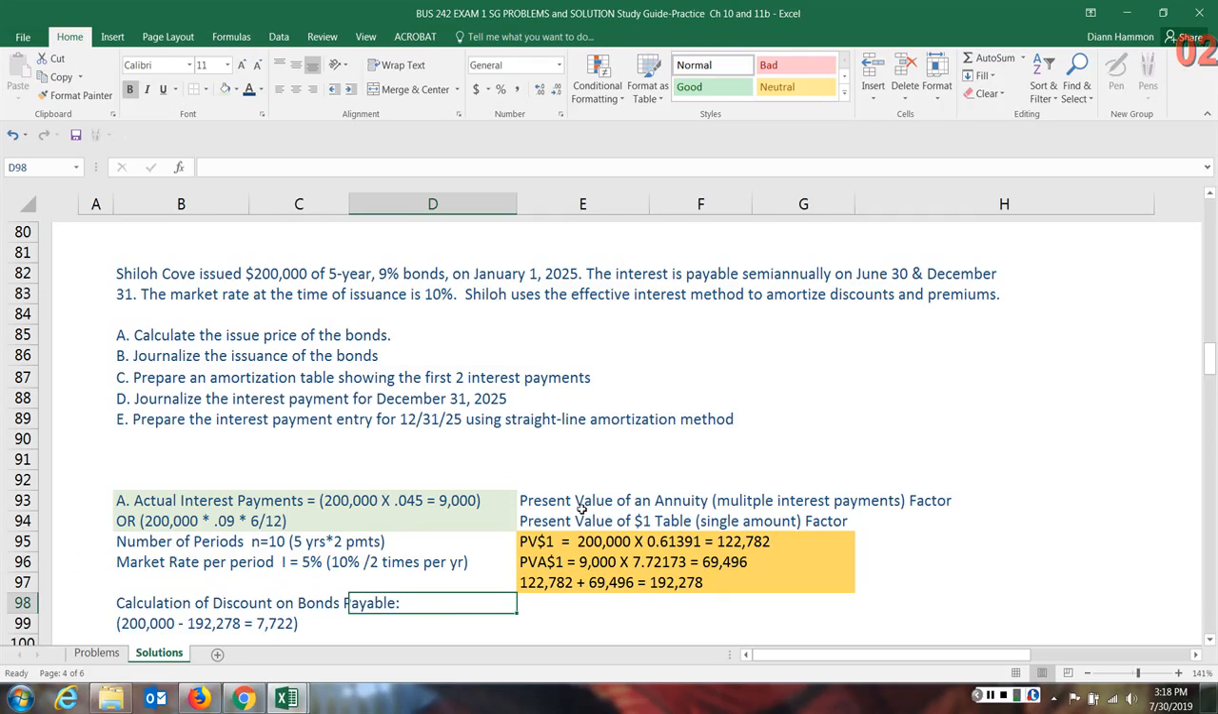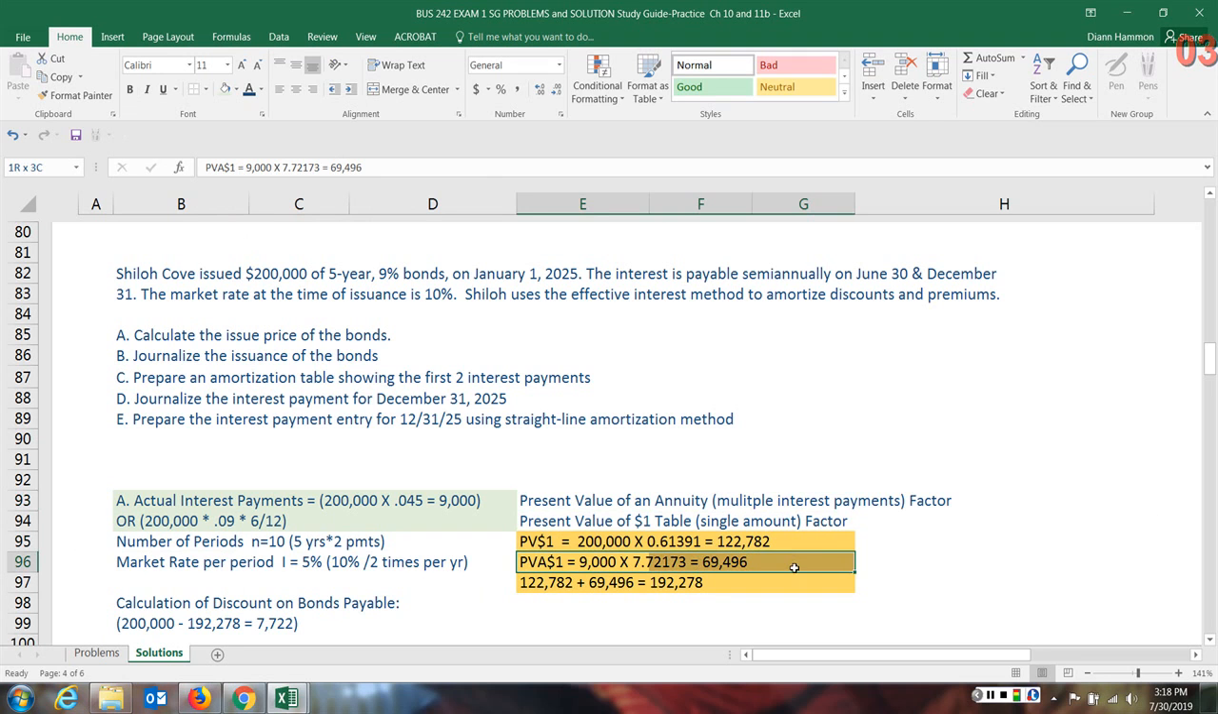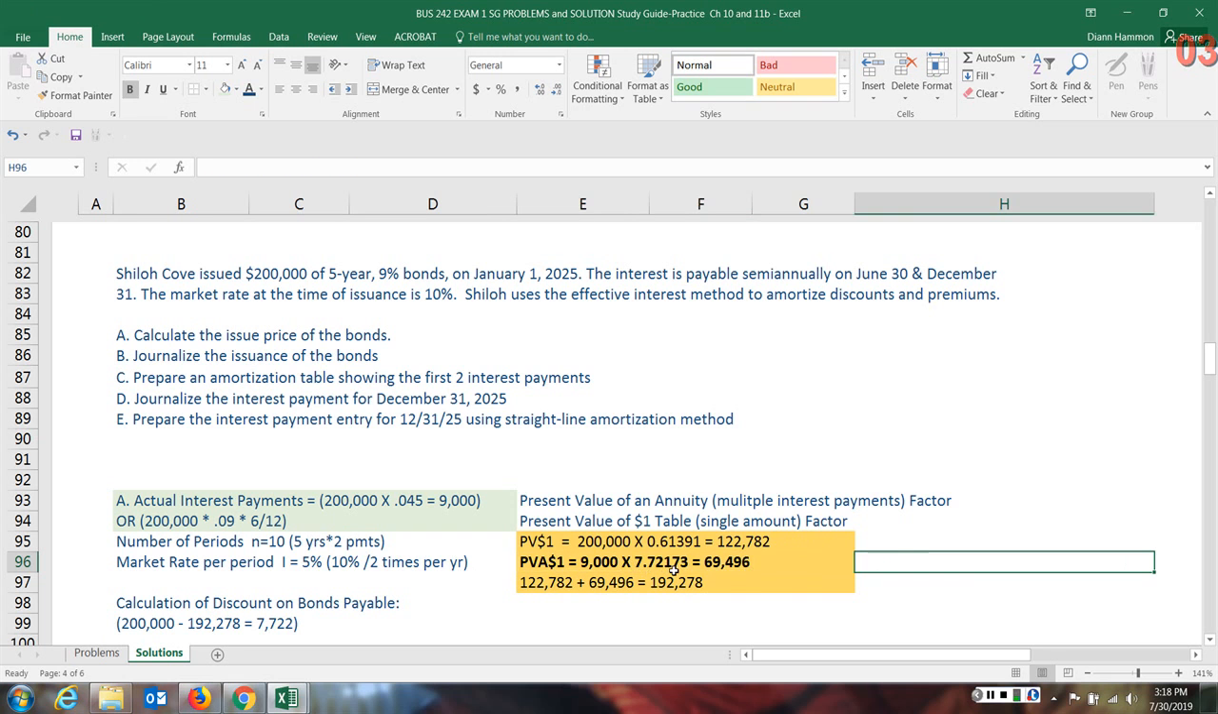So go to your table. First, let's do the annuity table. Go to your present value of an annuity, which is the factor you will need to use for your interest payments. That's the second item you see here. Let me bold it for you. So present value of an annuity, $9,000, the amount of the interest payment, times, and this is the factor you would have gotten out of your table, 7.72173. Multiply that across. The present value of those interest payments is $69,496.